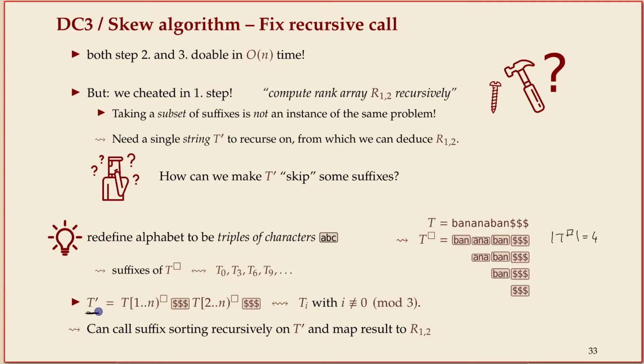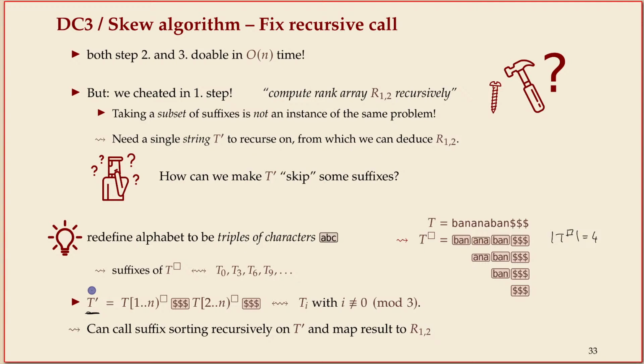So our actual t prime is not t box, but it leaves off the first character of t and makes the boxing construction on that. Make some dollar boxes in between to make sure we separate things. Then you take the first 2 characters away from t, apply the boxing construction, and append all that. The result is that all the suffixes of this t prime are the suffixes of t that start not at a multiple of 3.